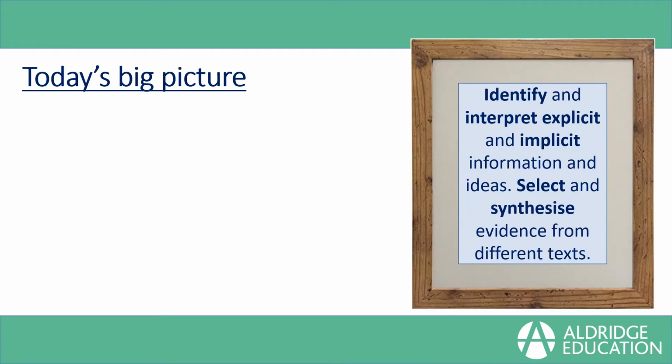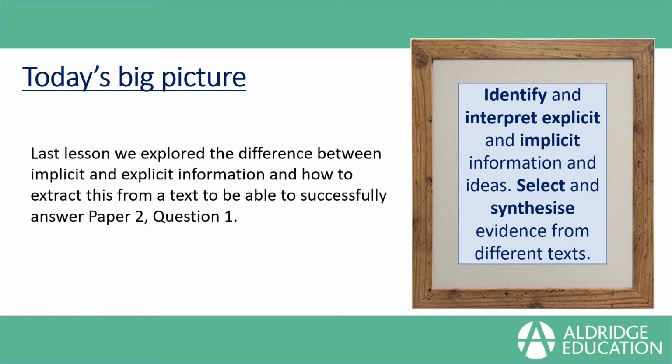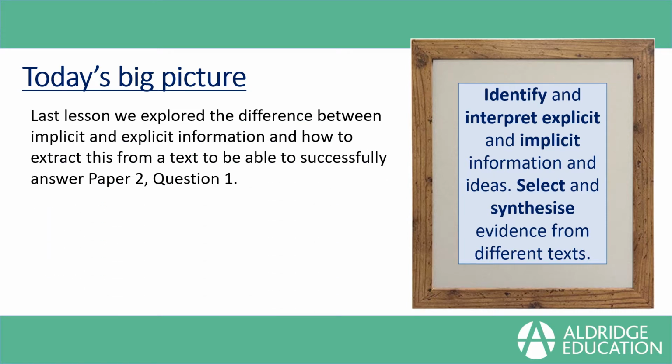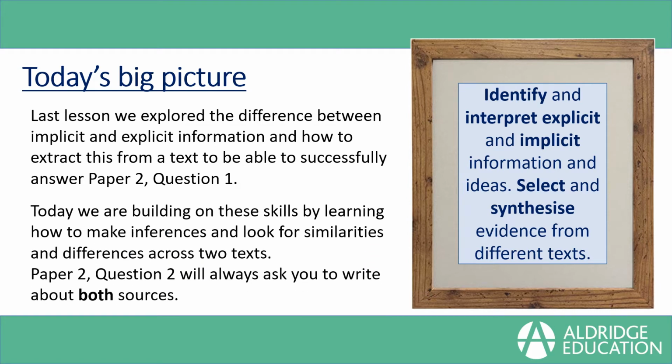So today's big picture is we are identifying and interpreting explicit and implicit information. We are going to be looking at how we can build on the skills from last lesson, looking at how to make inferences and looking for similarities and differences across two texts.